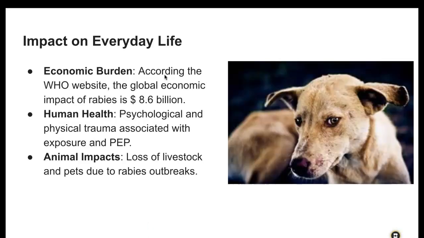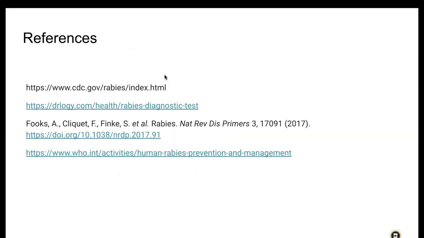The impact on everyday life is that it has a huge economic burden. Actually, the global economic impact of rabies is $8.6 billion. For human health, there's a lot of trauma associated with it, and there can be impacts to the animals in your life. Your livestock could get killed, and you could lose your pets due to rabies outbreaks as well. And those are my references.